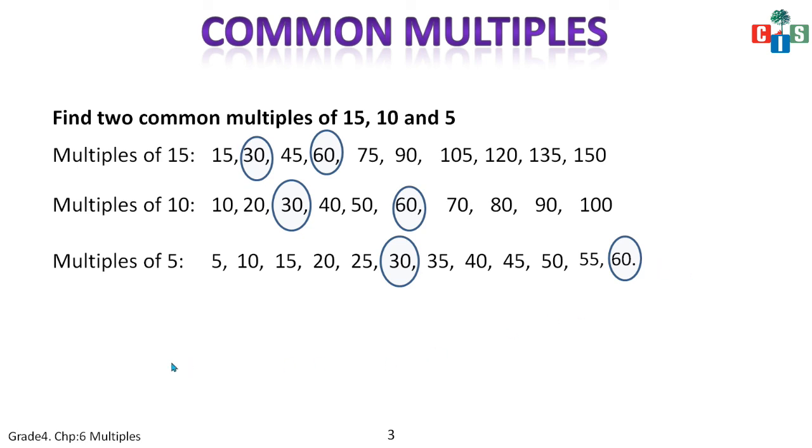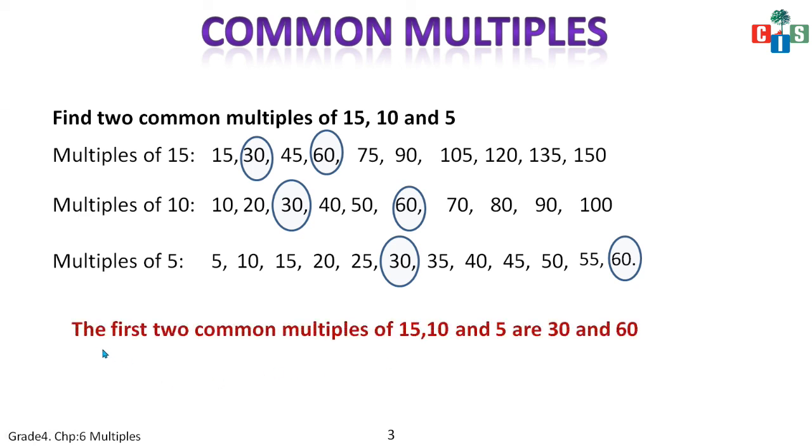Okay. So here we end the sum, that is, we will write our final statement. The first two common multiples of 15, 10 and 5 are 30 and 60. Okay. And the next we saw the divisibility test of 2.